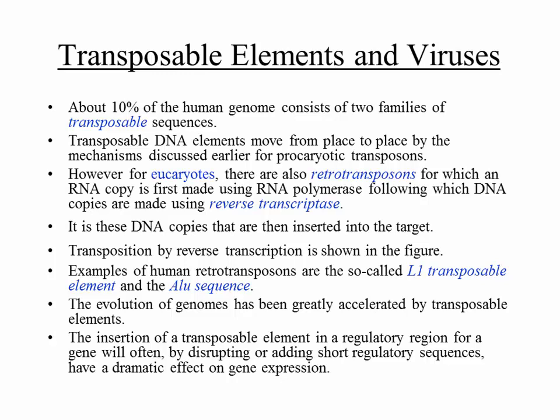So the evolution of genomes has been greatly accelerated by transposable elements. The insertion of a transposable element in a regulatory region for a gene, by disrupting or adding short regulatory sequences, can have a dramatic effect on gene expression. Because we have seen that there has to be that TATA box and some other stuff that the RNA polymerase has to see before it will do the transcription. So if there is something in there that moves around and changes stuff, that can dramatically alter gene expression.